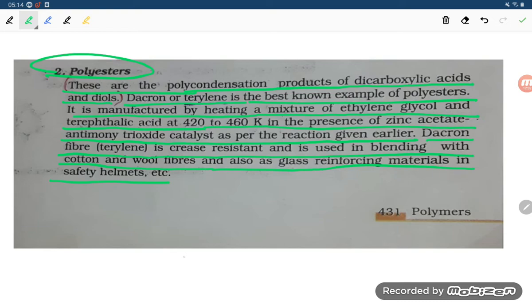So polyesters are the polycondensation products of dicarboxylic acids and diols. Dacron or terylene is the best known example of polyesters, manufactured by heating a mixture of ethylene glycol and terephthalic acid at 420 to 460 Kelvin in the presence of zinc acetate antimony trioxide catalyst. As per the reaction given earlier, Dacron fiber terylene is crease resistant and is used in blending with cotton and wool fibers, and also as a glass reinforcing material in safety helmets.